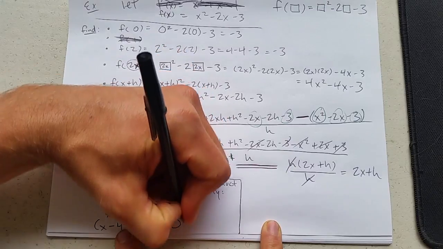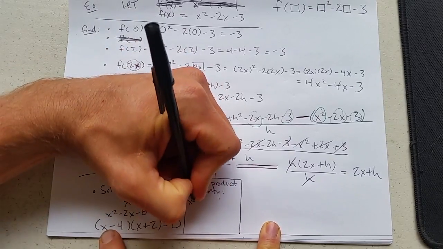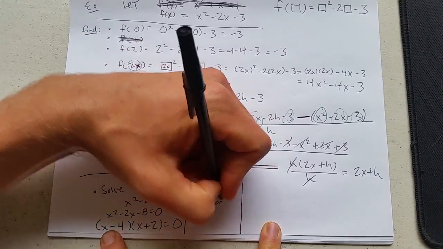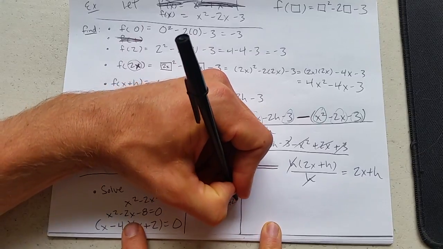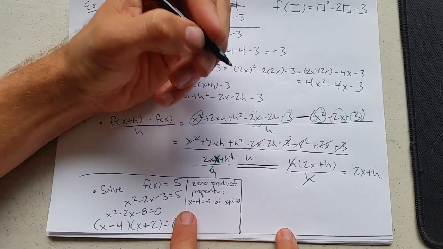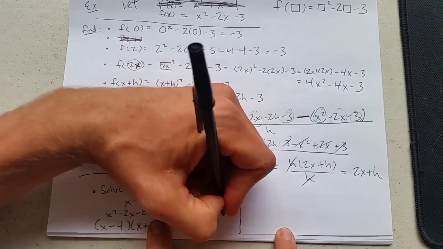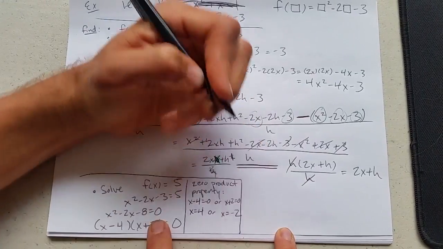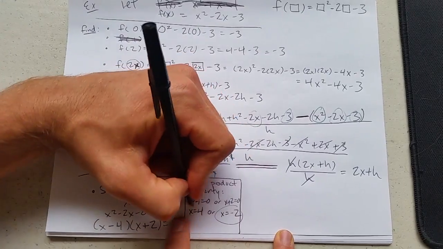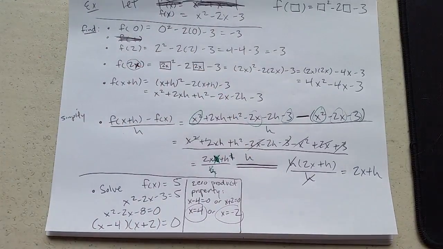So what do we get? x minus 4 equals 0, or x plus 2 equals 0. And you can solve these very easily. Just add 4 to both sides. x equals 4, or x equals negative 2. And these are the answers here for solving f of x equals 5.